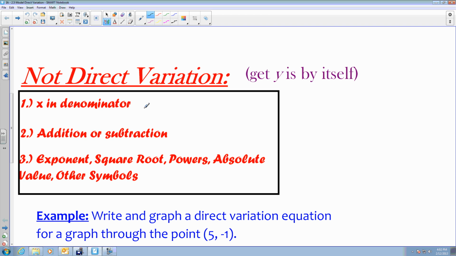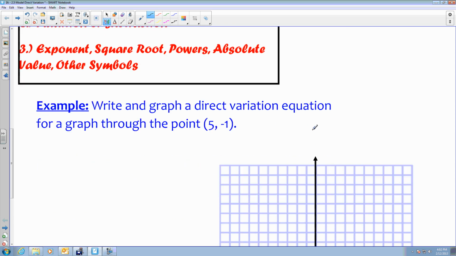So if they ask you, is something a direct variation, just by looking at a term, if it does not fit any of these criteria, then we can say that it is a direct variation because these are stipulations on what does not make a direct variation. Granted, once you get y by itself.